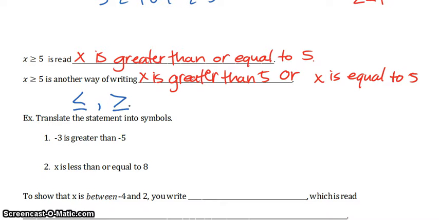Okay. So now we're going to translate the statement into symbols. Simple enough. We're going to write exactly what it says. So it says -3 is greater than -5. You might think, whoa, but think about a number line. -5 has to come first, because then it'll be -4, then -3, -2, -1, 0, 1. Okay, don't get confused because of those negative signs. Now, x is less than or equal to 8. So x ≤ 8.